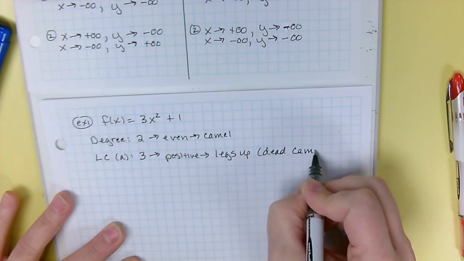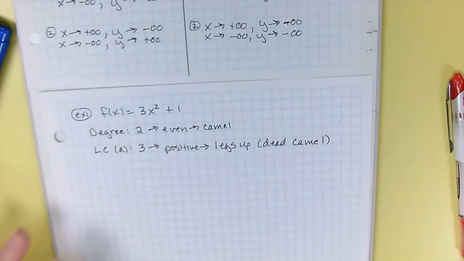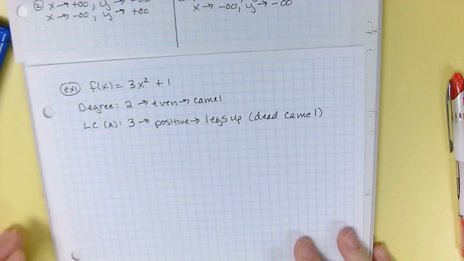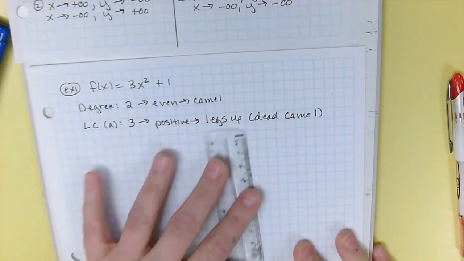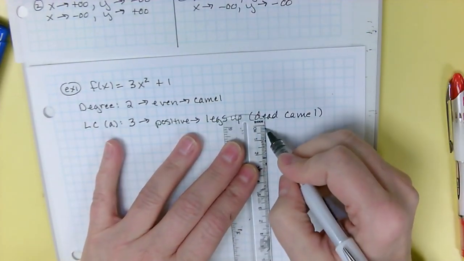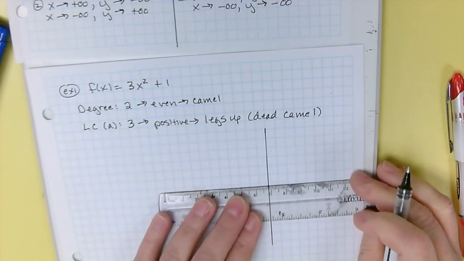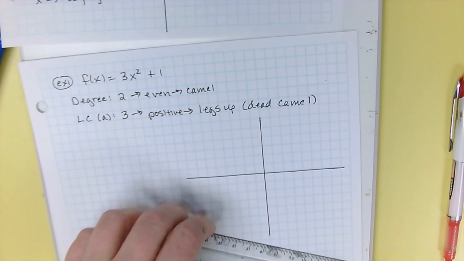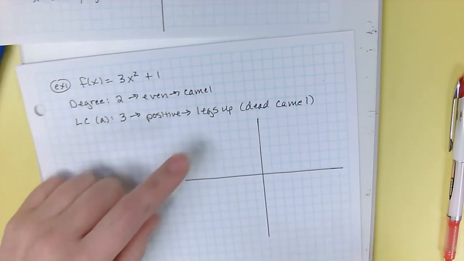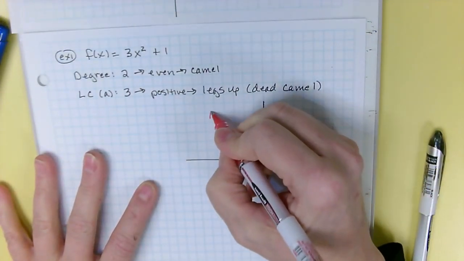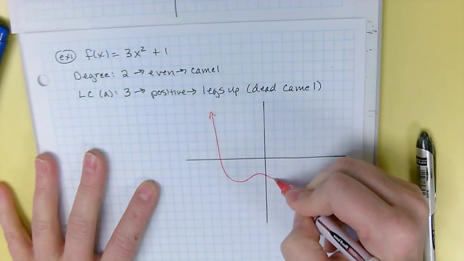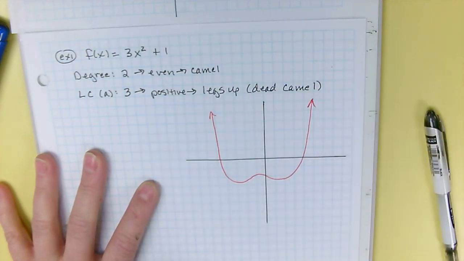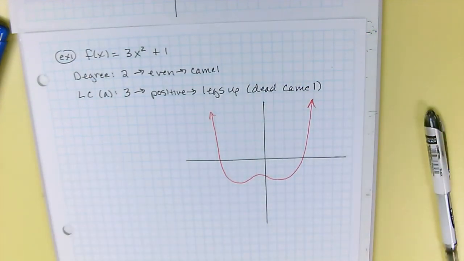dead camel. So if I had to sketch without really running points or anything specific about this graph, it's going to be a camel graph, legs up. It probably crosses somewhere, we're not sure, but that's your basic shape of the graph.